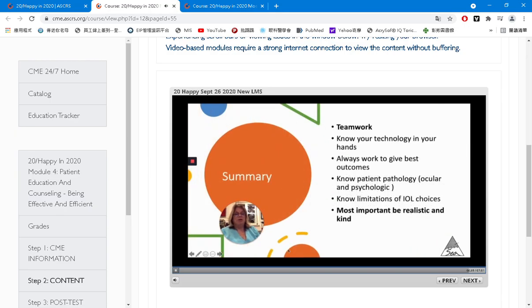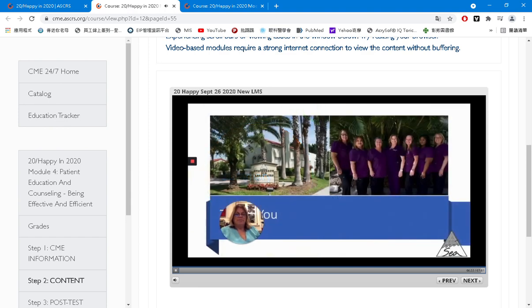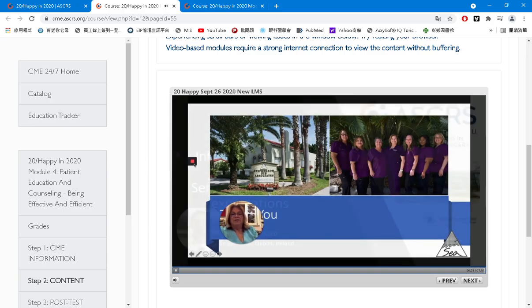So in summary, teamwork: know your technology in your hands, always work to give the patient the best outcomes, be a team, and no patient pathology, whether it be ocular or psychologic, no limitations to the IOL choices, and not reaching the goals that were realistic. Please remember, be kind. And thank you, ladies, for making my life at work a whole lot easier. Thanks so much.